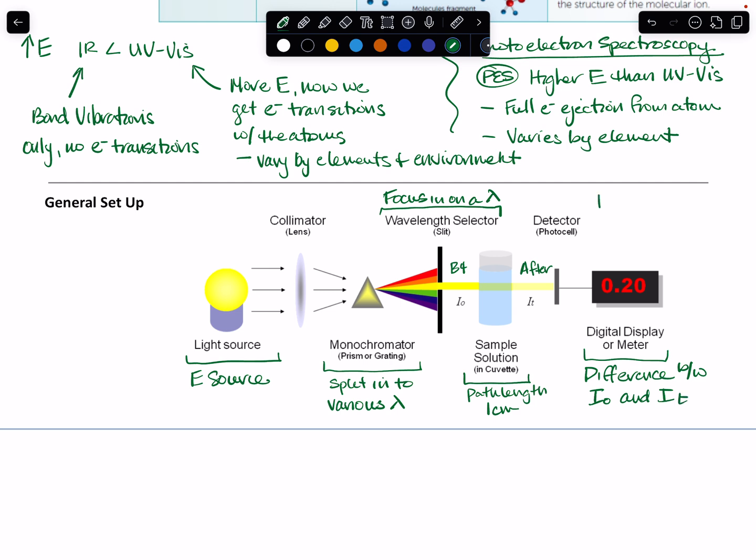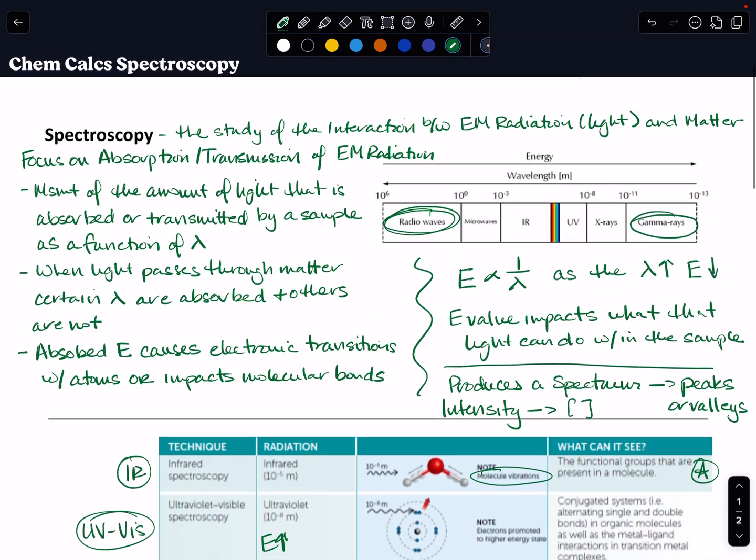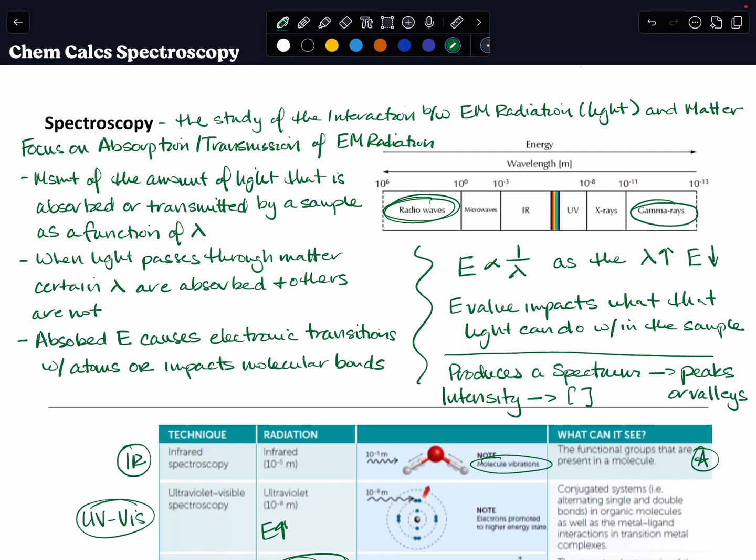Generally speaking, we call that the transmittance, which is T, which is going to be equal to IT divided by I0. Now we don't tend to do the calculations. We let the machine do that for us, but that is what it is measuring, what got through. Like I said, this is a very general intro to spectroscopy.